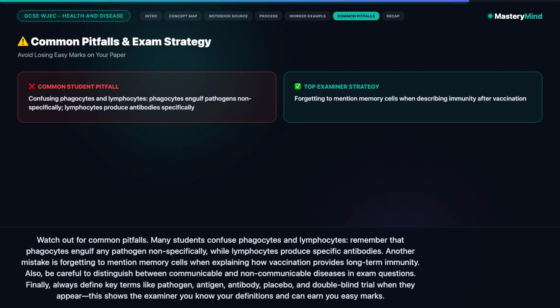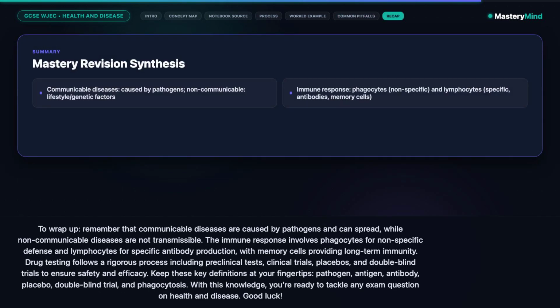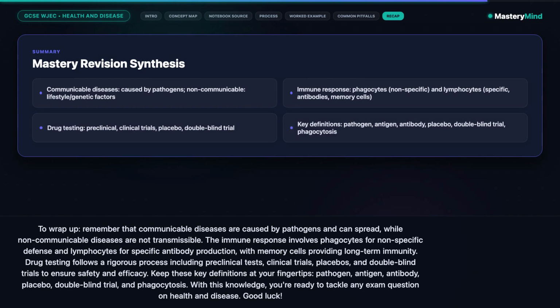To wrap up, remember that communicable diseases are caused by pathogens and can spread, while non-communicable diseases are not transmissible. The immune response involves phagocytes for non-specific defense and lymphocytes for specific antibody production, with memory cells providing long-term immunity. Drug testing follows a rigorous process including preclinical tests, clinical trials, placebos, and double-blind trials to ensure safety and efficacy. Keep these key definitions at your fingertips: pathogen, antigen, antibody, placebo, double-blind trial, and phagocytosis. With this knowledge, you're ready to tackle any exam question on health and disease. Good luck!